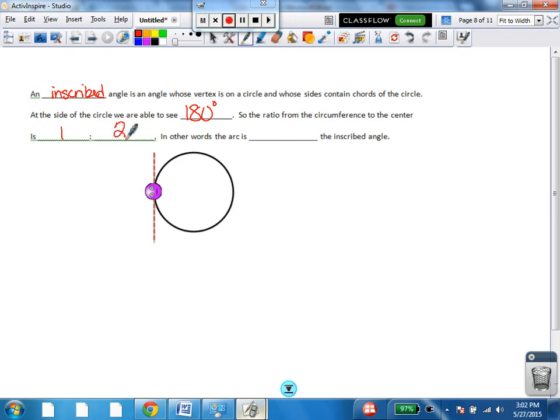Now, before I fill in the next section, it sounds already really confusing. So I have a little person right here. This little person has a viewpoint of 180 degrees, while the circle is a total of 360 degrees. So whatever we see, we have to double it in order to get the circle's full degrees. So in other words, the arc is double the inscribed angle, or the inscribed angle being our viewpoints.